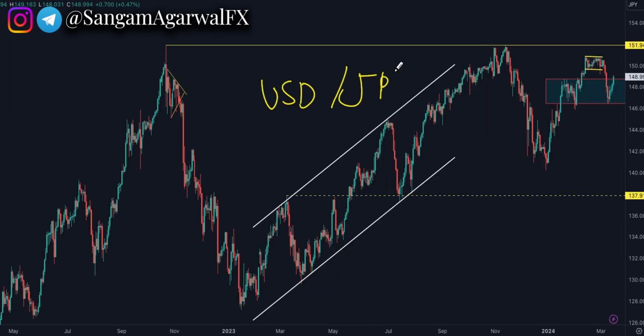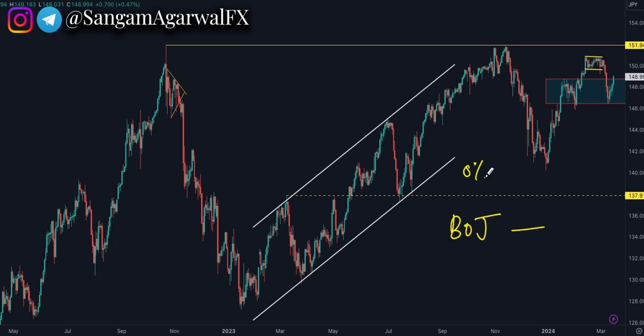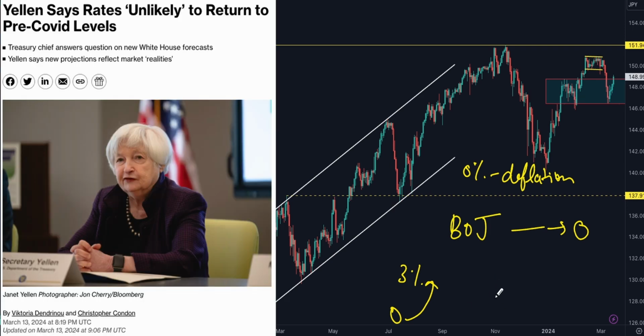USD/JPY daily chart. This is most important before Fed FOMC this week. BOJ exit negative interest rate, that means your 0% interest rate system, that means deflation era, that is ending, and their 3% inflation target. When Fed shifts from 0 to 3%, then BOJ can shift from negative to 0, but all of them will hike at the same time. And Yellen already saying they will never return back to 0% pre-pandemic level.